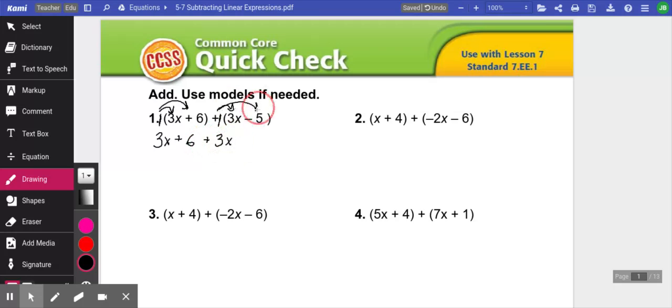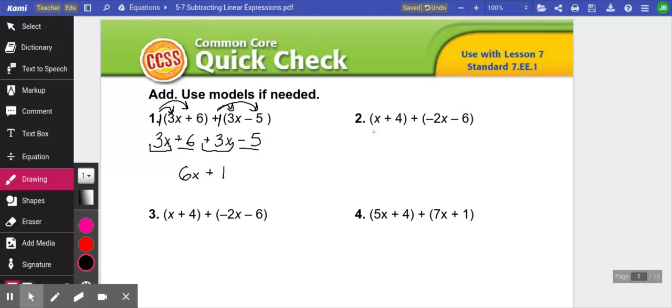And 1 times negative 5 is negative 5, so I'm going to write minus 5. Notice, when I multiplied 1 times negative 5, my answer is negative, so I used a minus sign in my new expression. Now I want to combine my like terms, so I combine 3x plus 3x because they have the same variable pattern. And that gives me a result of 6x, and 6 plus negative 5, or 6 minus 5, is 1. So I write a positive 1.